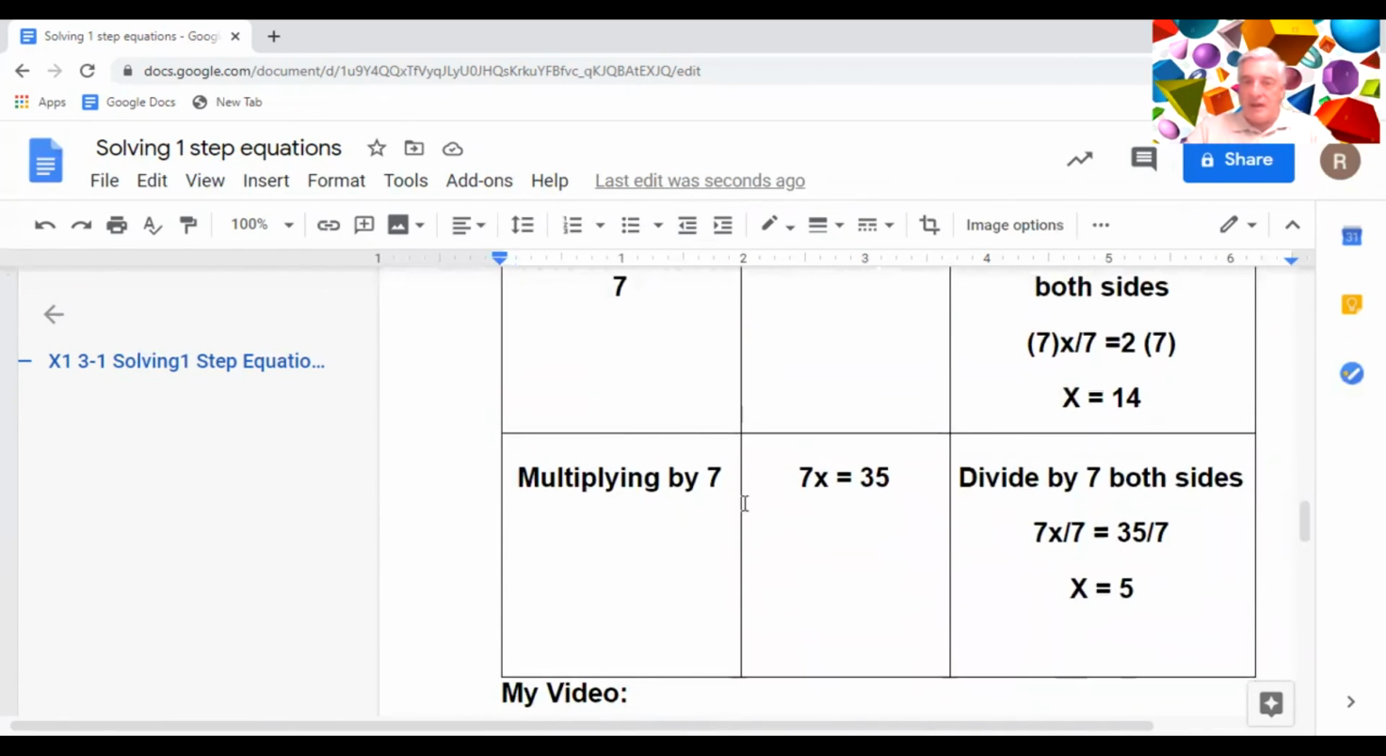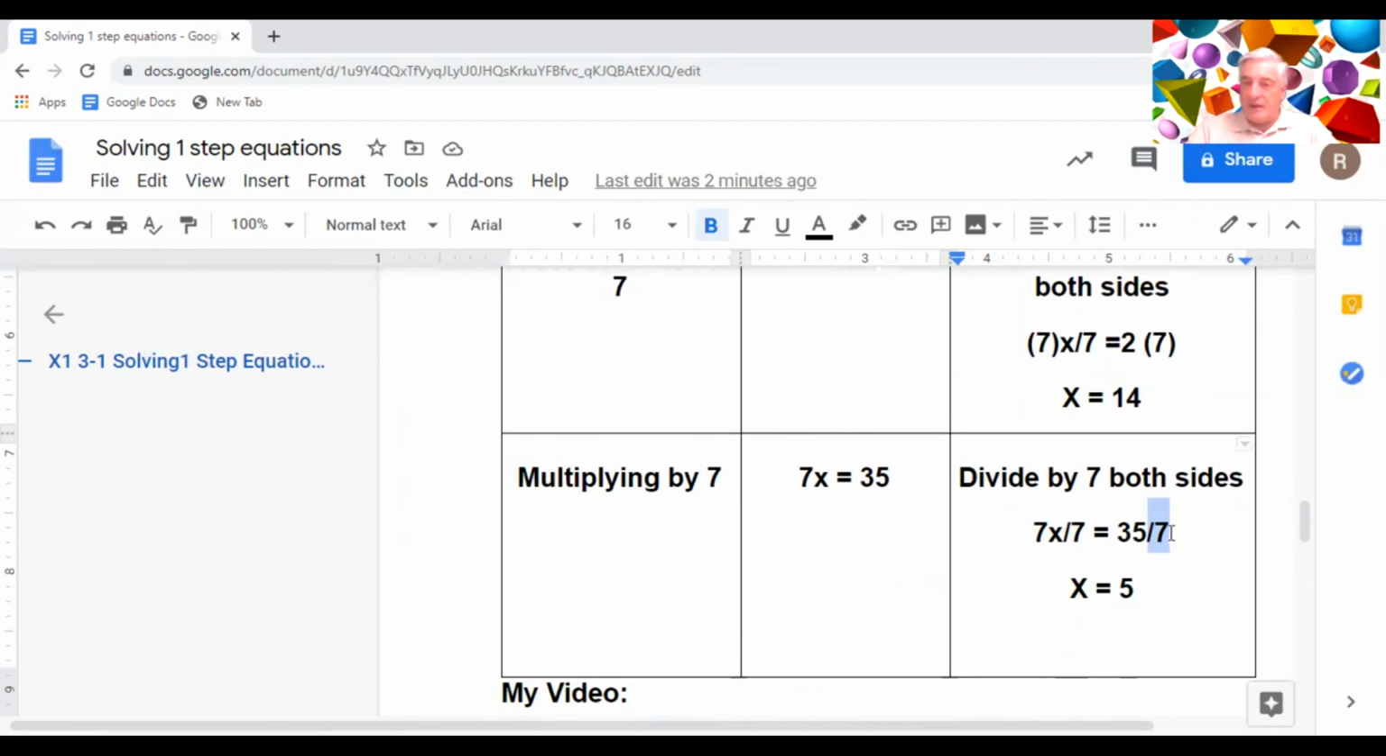The opposite of multiplying by 7 is dividing by 7. That's what I did here. I divided by 7 here. I divided by 7 here. 7 over 7 is 1x. 35 divided by 7 is 5.